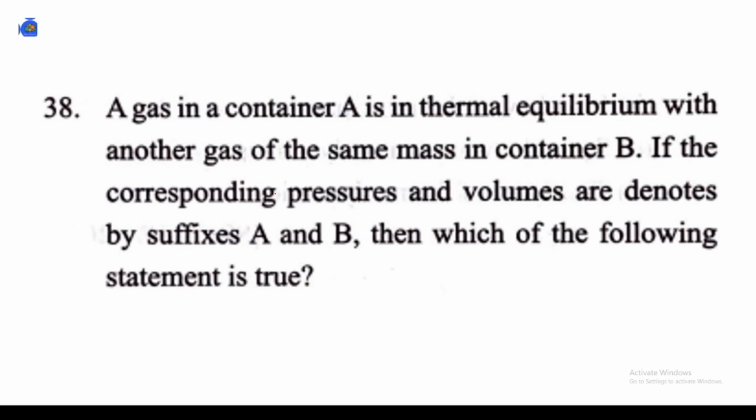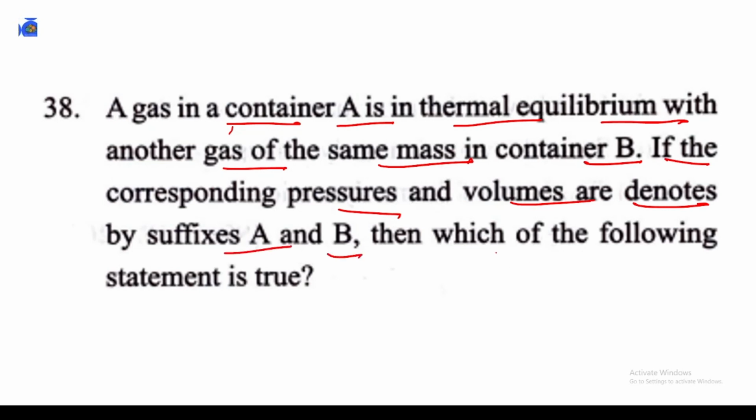So let's move on to the next question. A gas in a container A is in thermal equilibrium with another gas of same mass in the container B. If the corresponding pressures and volumes are denoted by the suffixes A and B, then which of the following statement is true? So there is a gas in a container A which is in thermal equilibrium with another gas of same mass in the container B. If the corresponding pressures and volumes are denoted by the suffixes A and B respectively, then which of the following statement is true?